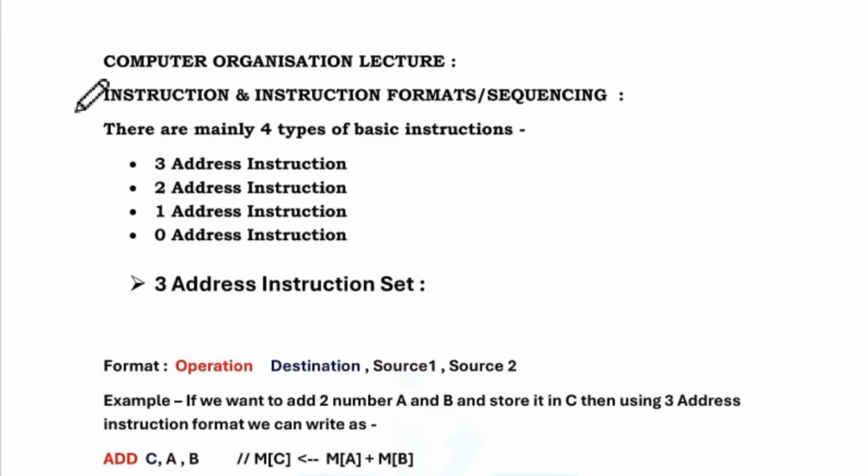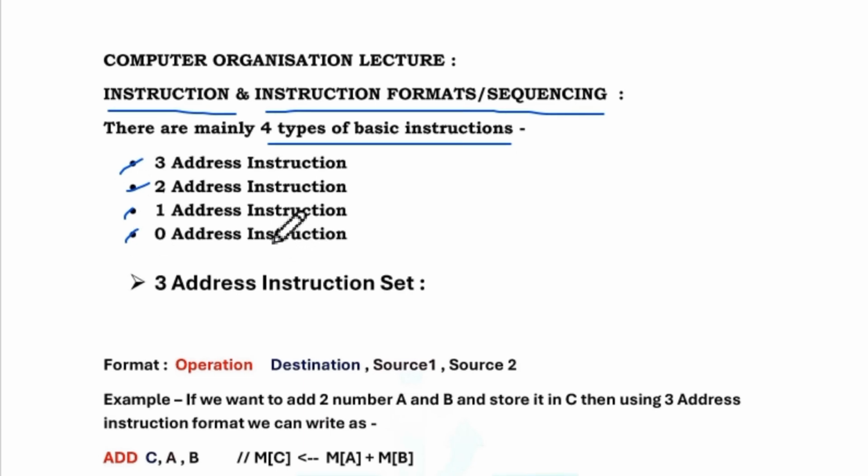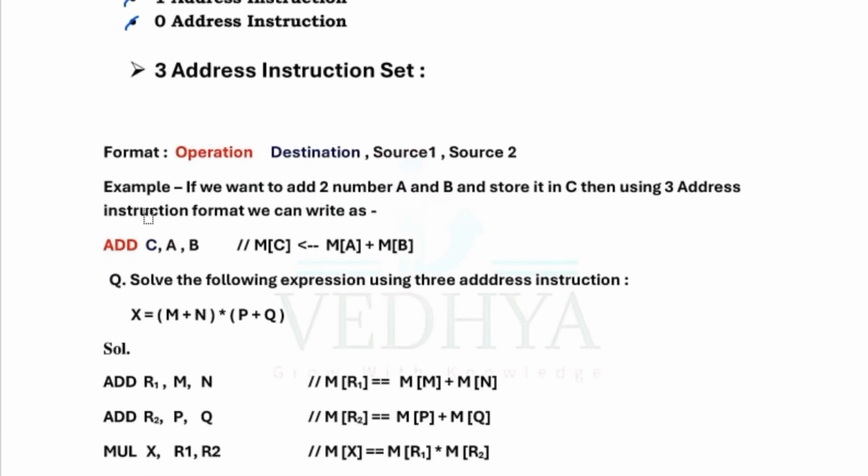Hello friends. So today our topic is instruction and instruction format or sequencing. Today we will learn how to solve the instruction formats. There are mainly four types of basic instructions: three address instruction, two address instruction, one address instruction, and zero address instruction. First of all, what is the three address instruction set?